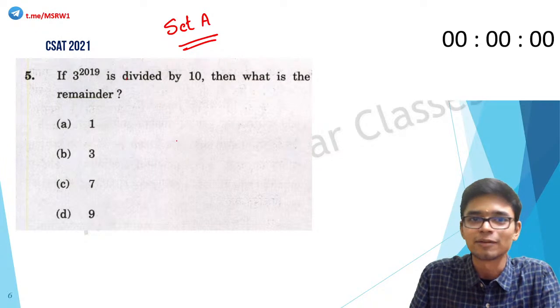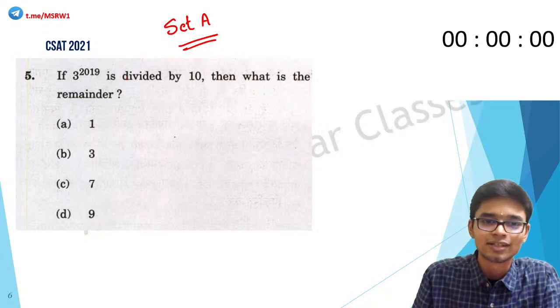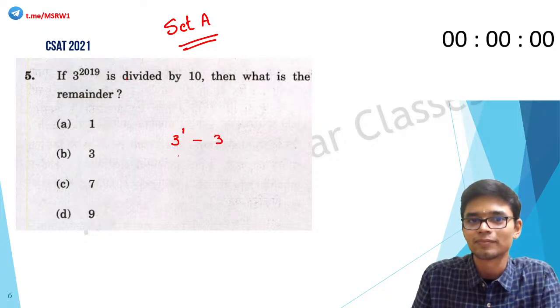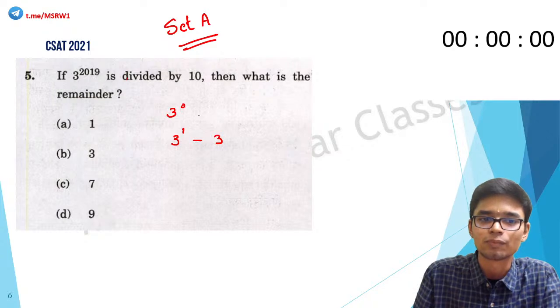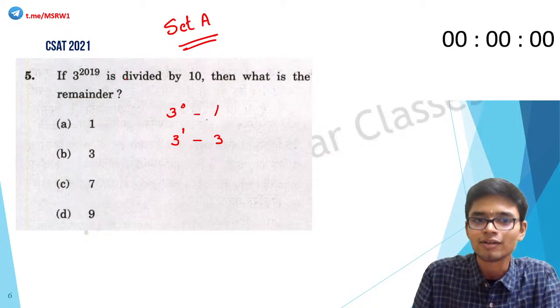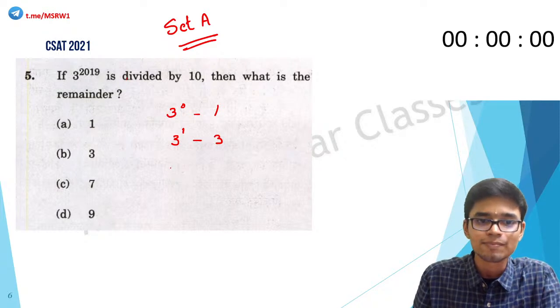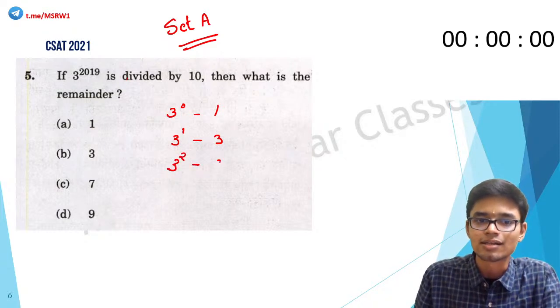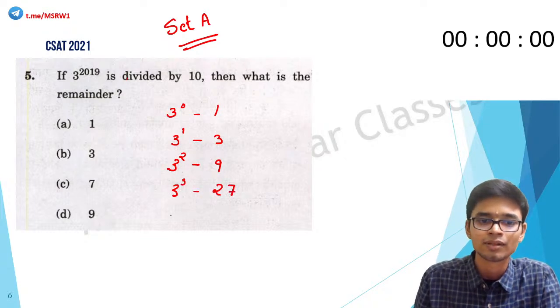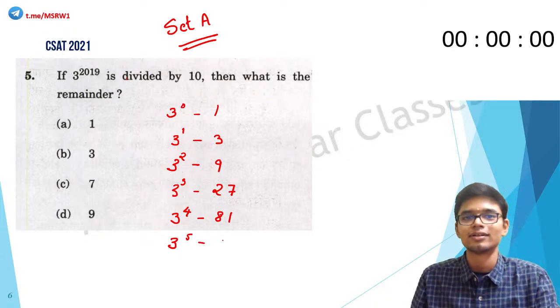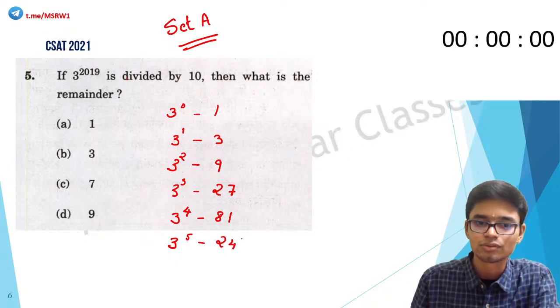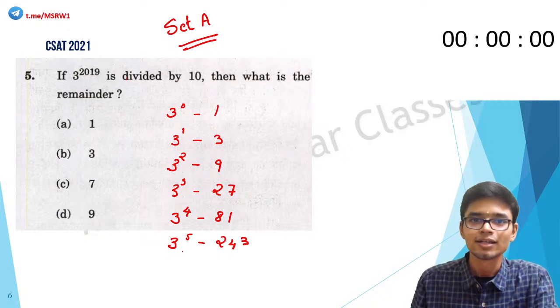I'm going to write a table of the powers of 3. Let's start from 0. 3 to the power 0 is 1. 3 to the power 1 is 3. 3 squared is 9. 3 cube is 27. 3 to the power 4 is 81. 3 to the power 5 is what? 81 into 3? 243. Correct?